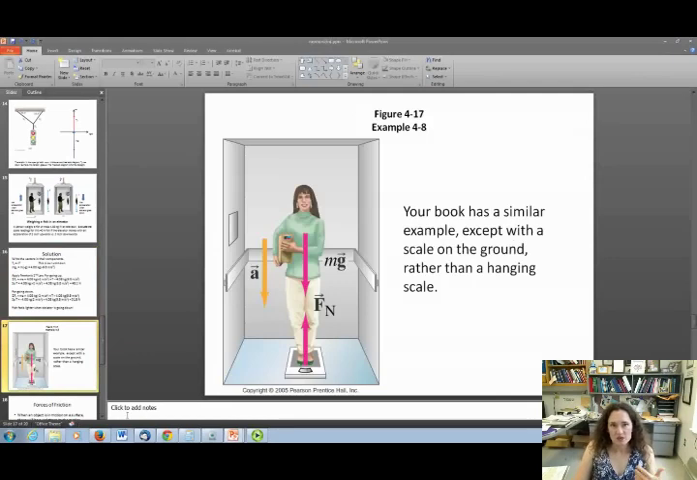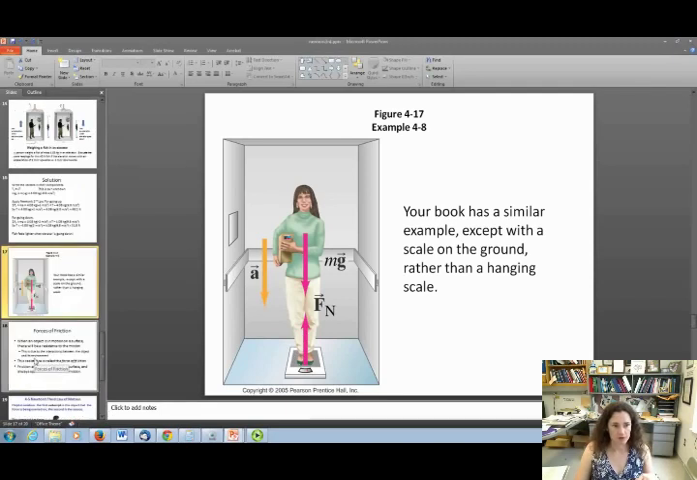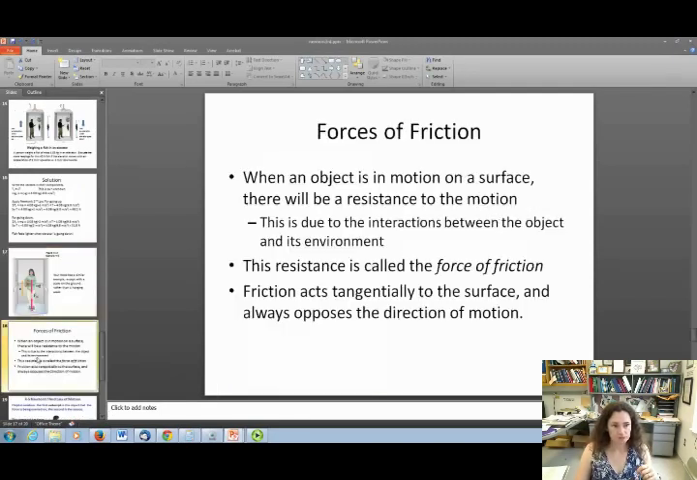This is a really similar example to one that's in your textbook, example 4.8, except in the textbook example, the elevator has the scale on the ground. In that case, the apparent weight of the person would be measured by the normal force. So you can look at that for a little further information.